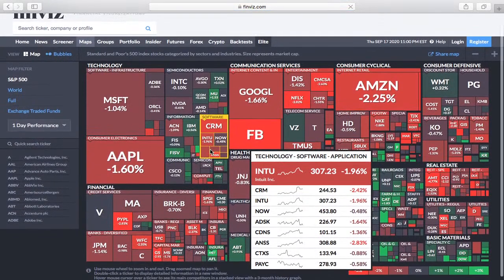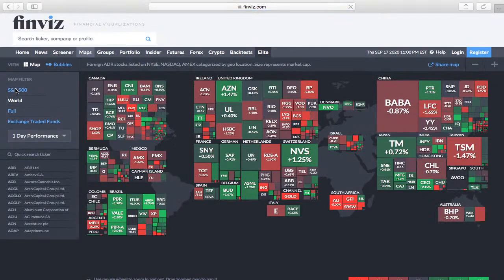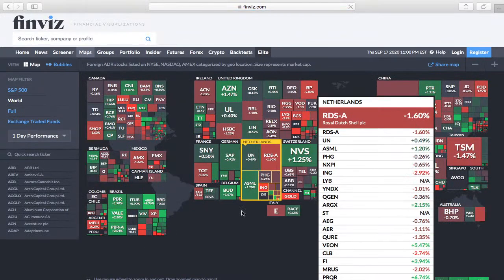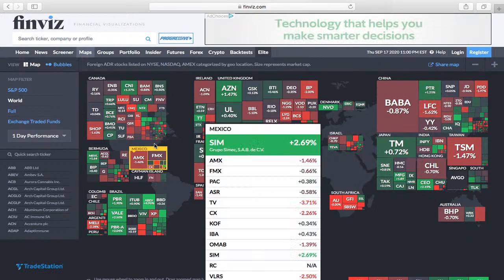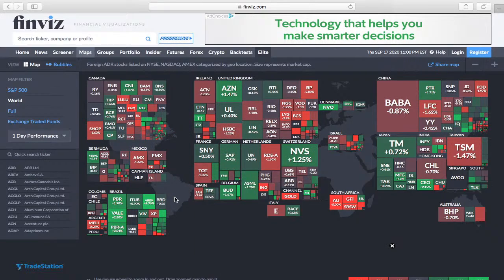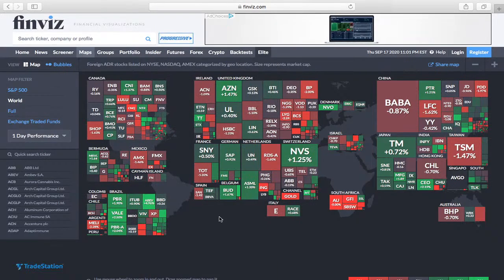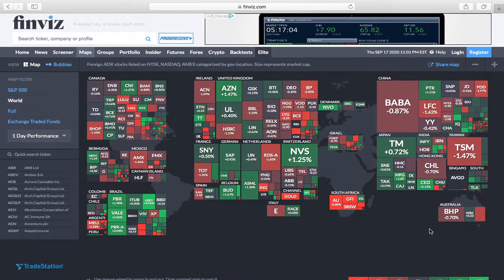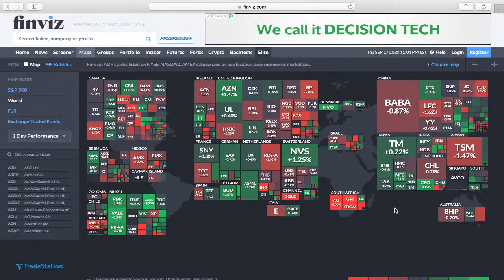This is fun. It shows you the S&P and the world map. So this kind of shows you how everyone's doing. So it's Canada, you've got your Mexico, it's Colombia. That's where I was born. South Africa, Australia, Japan's doing pretty well, it looks like.